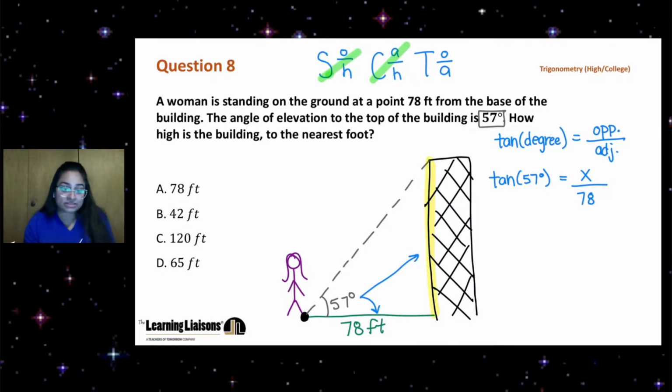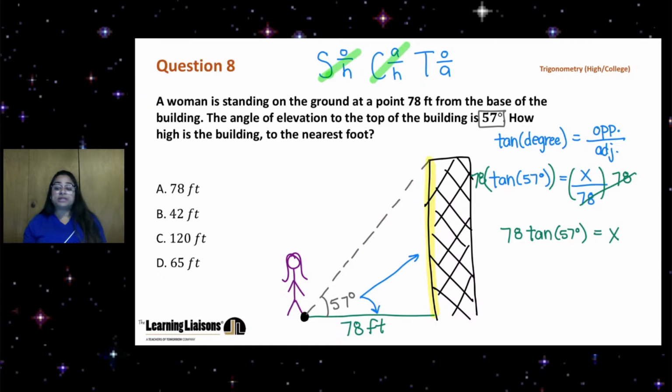Now, how do I solve for x? We want x all by itself. So the x and the 78 are connected through what operation? It is currently being connected through division. So in order to get something to the other side or move it from where it is, we have to do the opposite operation, which tells us that we will have to multiply both sides by 78. So when I do that, I will get 78 tangent of 57 degrees is equal to x.